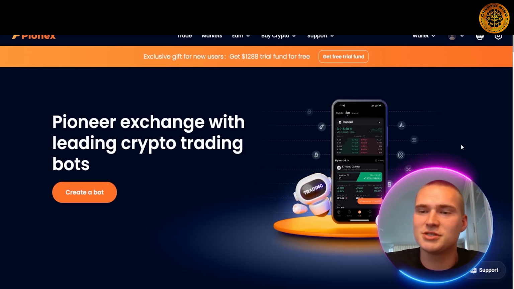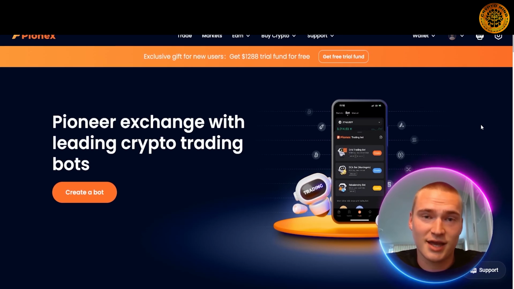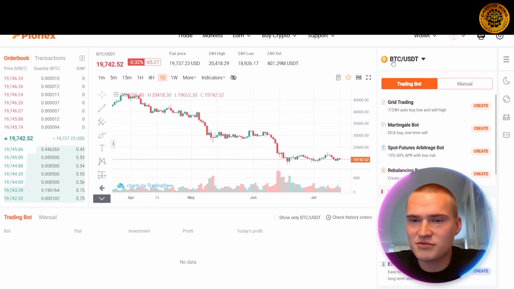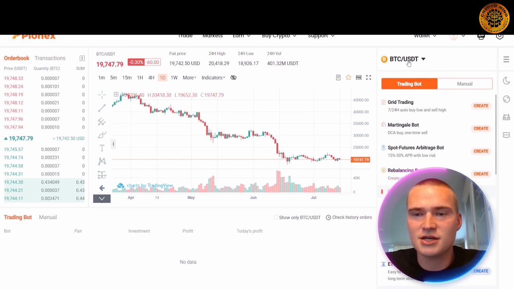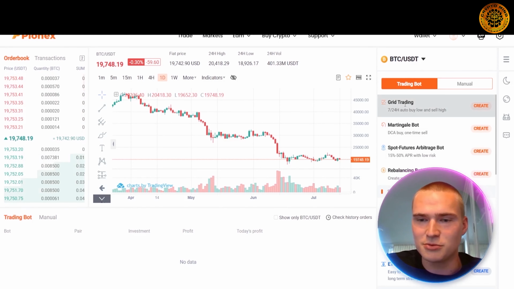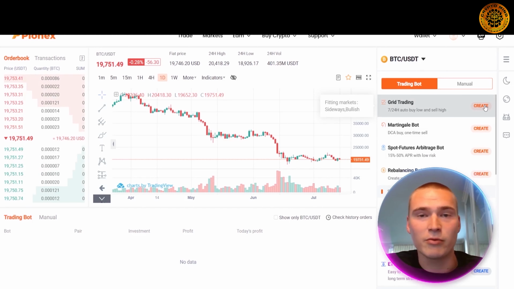So the first thing you will need to do is you will need to register. And again, all the links you will need will be down in the description. What you will then do is you click trade, and then very easily, first of all, you have the pair right here, Bitcoin against USDT. Let's just keep that as an example. And then right here under the trading bots, you will see the grid trading bot where we will press create.